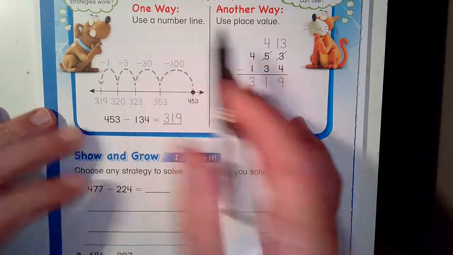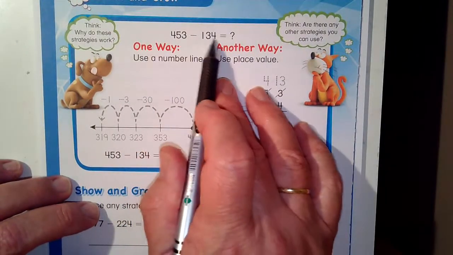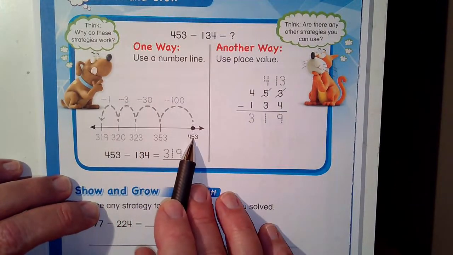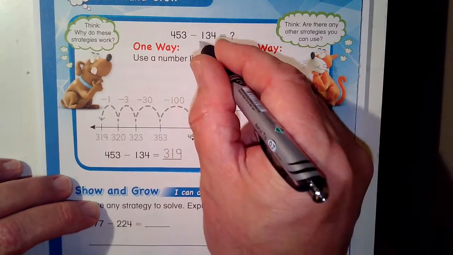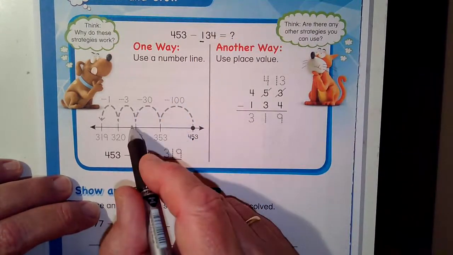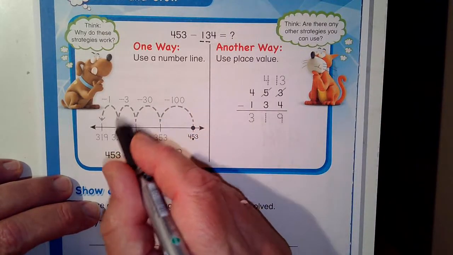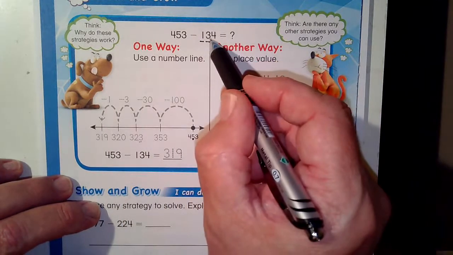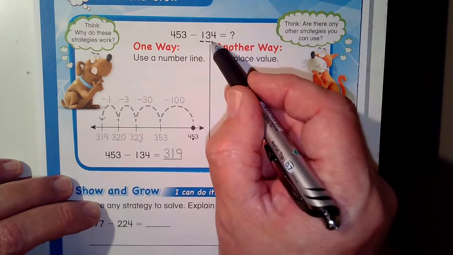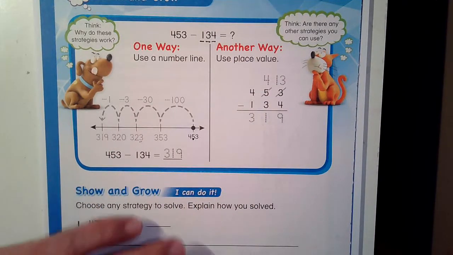So using a number line, I can do this. All right, 453 minus 134. I start with 453 and I go away the 100. And then I take away 30. And then I take away 3 because it has 3 in the ones column. And 1 more because I have to take away 4 total. And when I end, I get to 319.